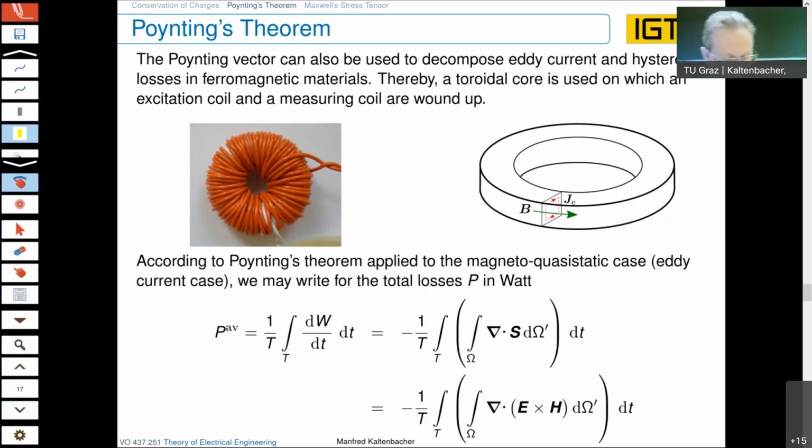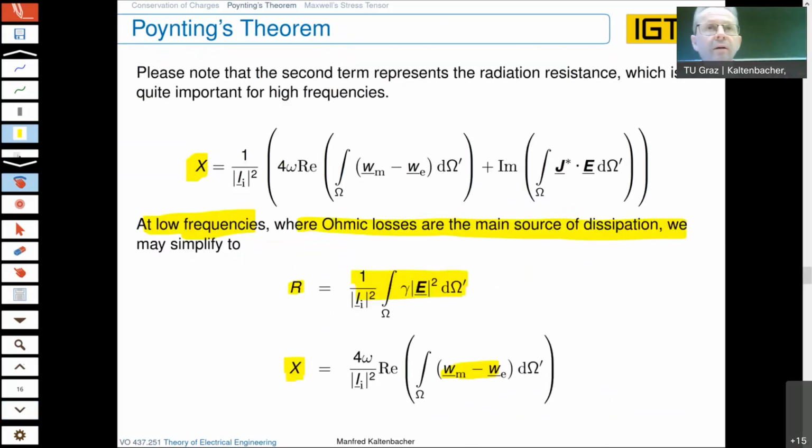Are there any questions? Poynting vector, I guess you have heard already in, not really. Yeah, it depends. So you are in the, which semester? Okay.